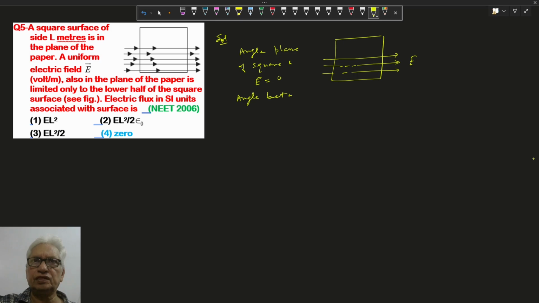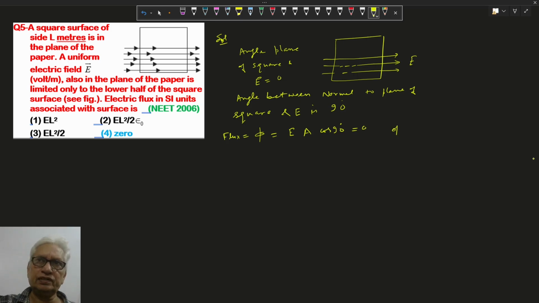between the normal to the plane of the square and the electrical field is 90 degrees. So what will the flux linking formula be? E dot A, the dot product, cos 90. The value of cos 90 is 0, so there is no flux linking option.